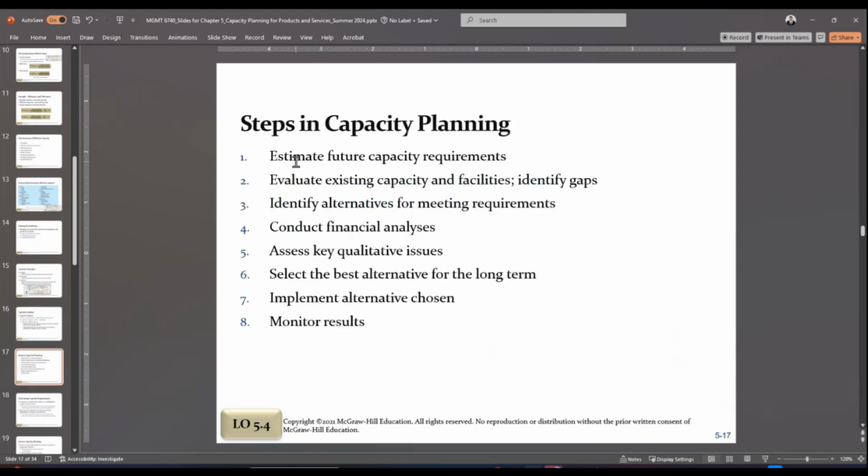Then very important steps in capacity planning, and these are the exact similar steps we saw in Darshan's slide also for the NPI and PD. But again, this is in a list format rather than a diagram format, or process flow format. So yeah, step number one is estimate future capacity requirement.